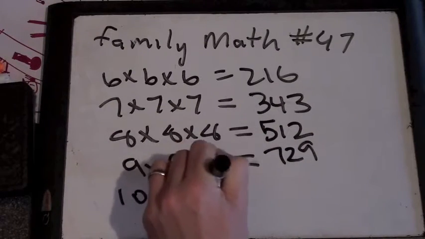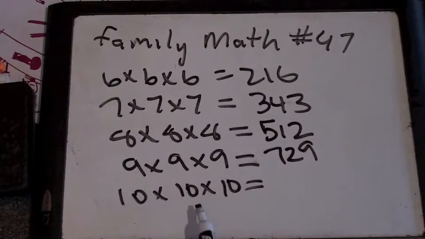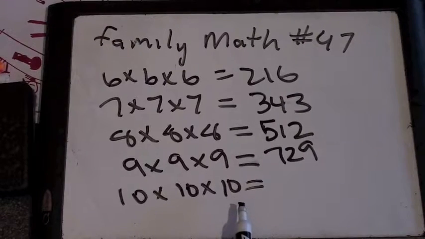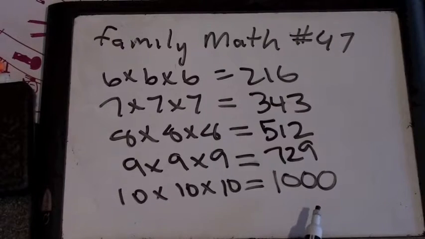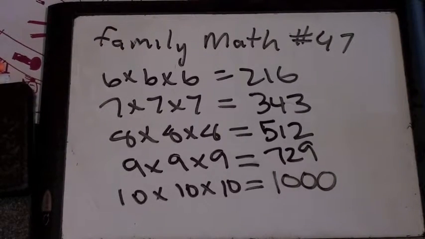Okay, now you're going to do this one. 10 times 10 times 10. So what does 10 times 10 equal? 100. And what is 100 times 10? 1,000. Whoa. Okay, so we're almost up to the size of Jupiter. Are you ready? We've got to do 11 times 11 times 11.